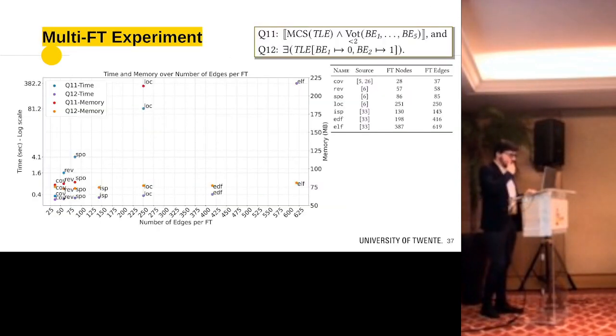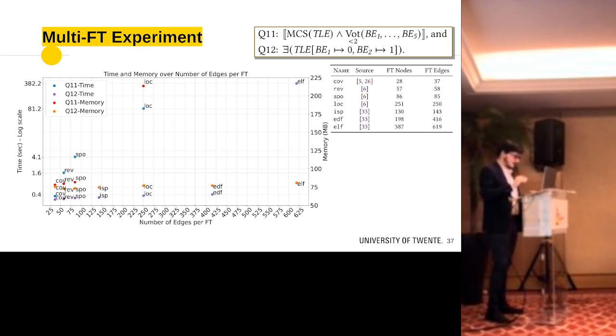We also devised a multi-fault tree experiment, especially checking scalability. We have 7 fault trees from reliability benchmarks. These fault trees are from real-life case studies in the engineering community, for railway locks, basically, and are more complex.